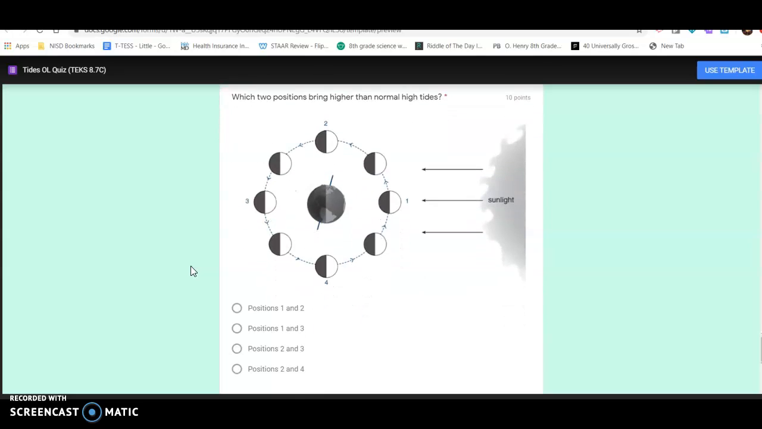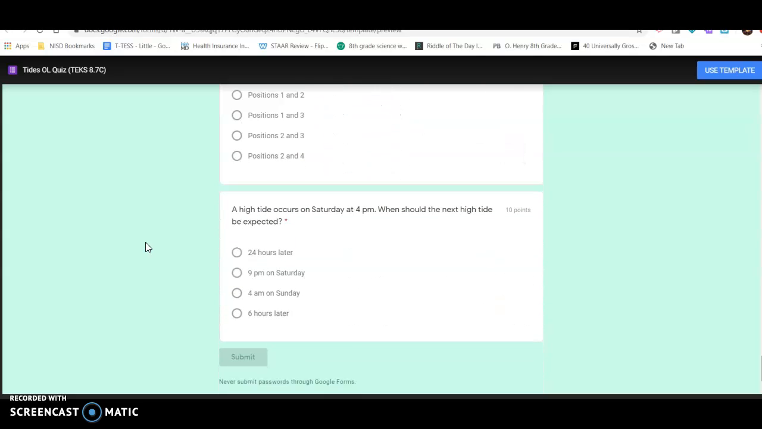Which 2 positions bring higher than normal high tides, in other words, spring tides? Would it be at positions 1 and 2, positions 1 and 3, positions 2 and 3, or positions 2 and 4?